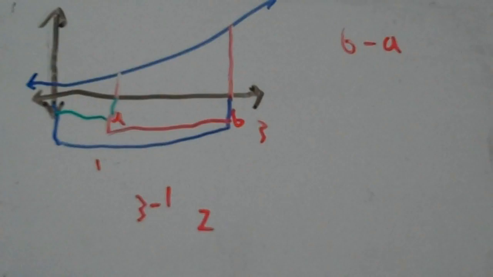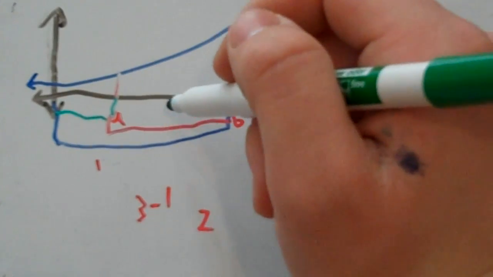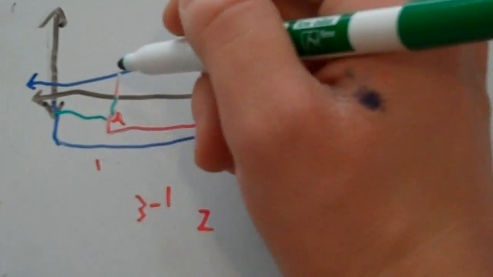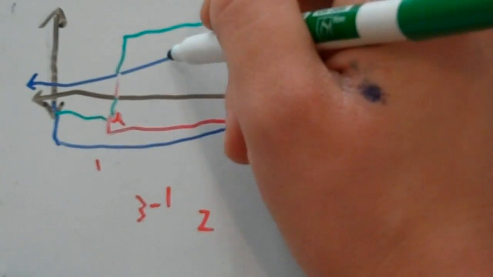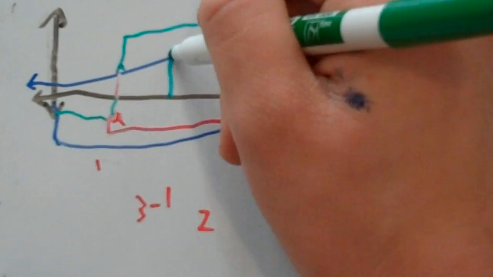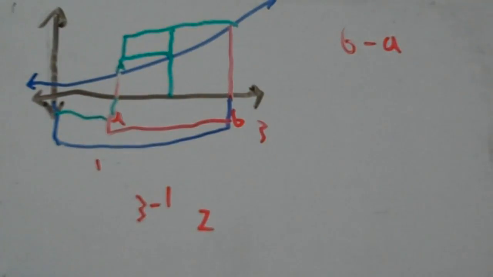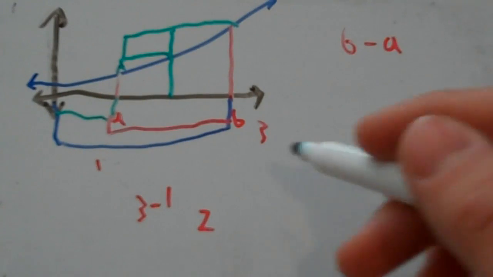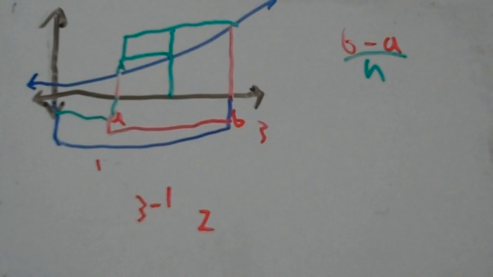Now, if you remember from the beginning of the video, when we had one rectangle, its width was this full b minus a. You remember? One rectangle, full width was b minus a. Well, when we had two rectangles, each of their width was half, or b minus a over 2. So we can model the width of each of the rectangles by the width of the section divided by the number of rectangles, or n.